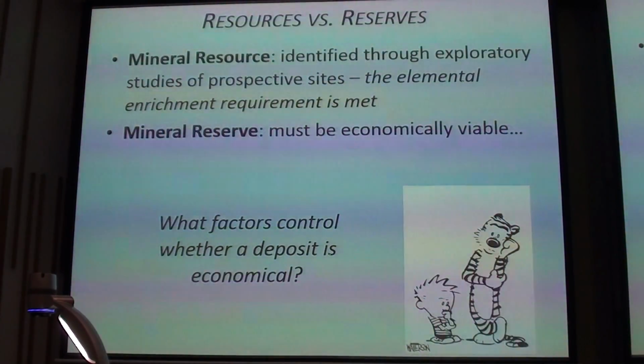And to wake up, tell me what factors control whether a deposit is economically viable or not. Any ideas? If you were a mining company executive and you had to decide whether to invest in a project or not. How much of it is there? Pardon? The quantity? Yeah, that's one. Quantity, volume, accessibility. What else?